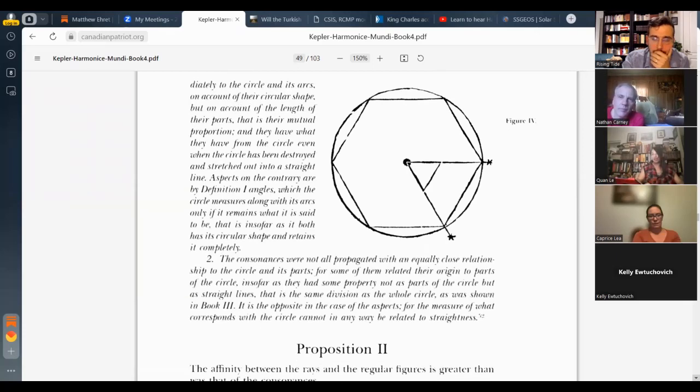2. The consonances were not all propagated with an equally close relationship to the circle and its parts. For some of them related their origin to parts of the circle insofar as they had some property not as parts of the circle, but as straight lines, that is, the same division as the whole circle, as was shown in Book 3. It is the opposite in the case of the aspects, for the measure of what corresponds with the circle cannot in any way be related to straightness.